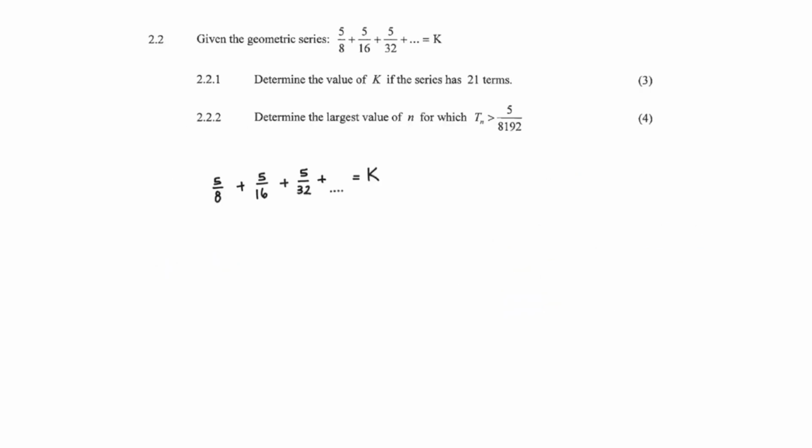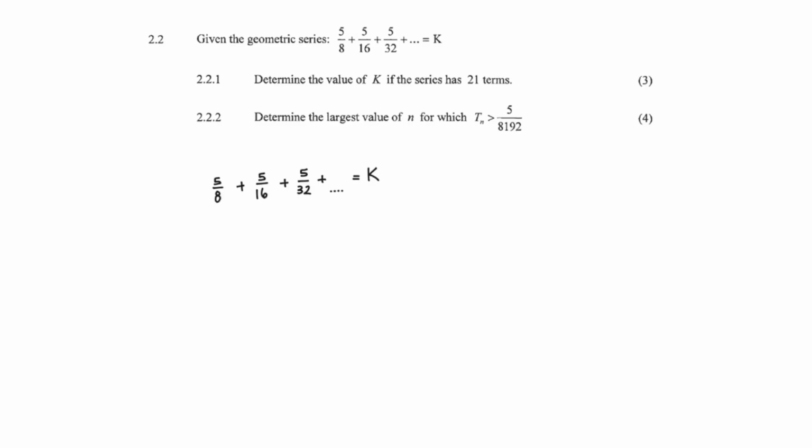Let's take a look at question 2.2 from the 2019 past paper. So the average score for this question was 57%. Let's take a look at the question. Given the geometric series 5 over 8 plus 5 over 16 plus 5 over 32, and so it goes on, equals k. Determine the value of k if the series has 21 terms, and determine the largest value of n for which Tn is greater than 5 over 8,192.